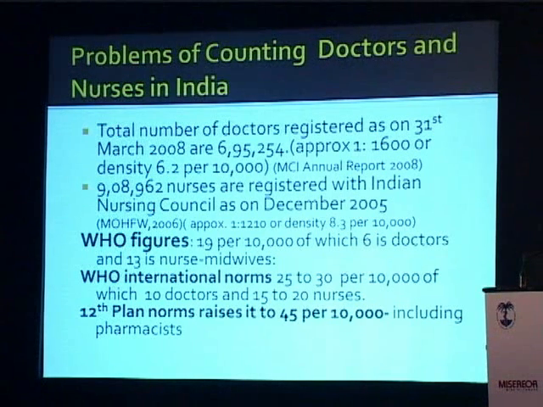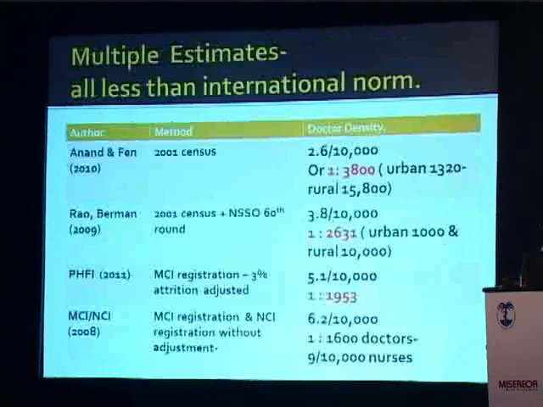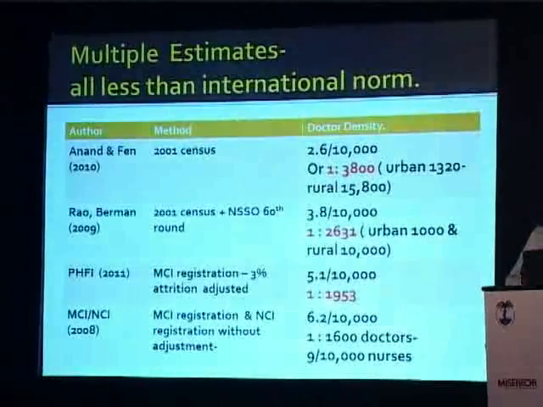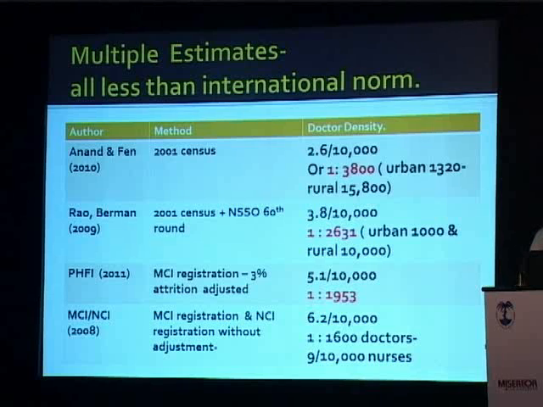The 12th plan suddenly raises it and uses a baseline reference of 45 per 10,000, including somewhere pharmacists and AYUSH, but not actually telling the breakup of that, continuing to discuss the topic as if it is doctors and nurses, but set for a much higher baseline of 45. And that becomes one of the points of interest, because if you were there in the early 90s or even the 80s, we would be talking about, are we having too many medical colleges? But today we are talking of huge numbers.